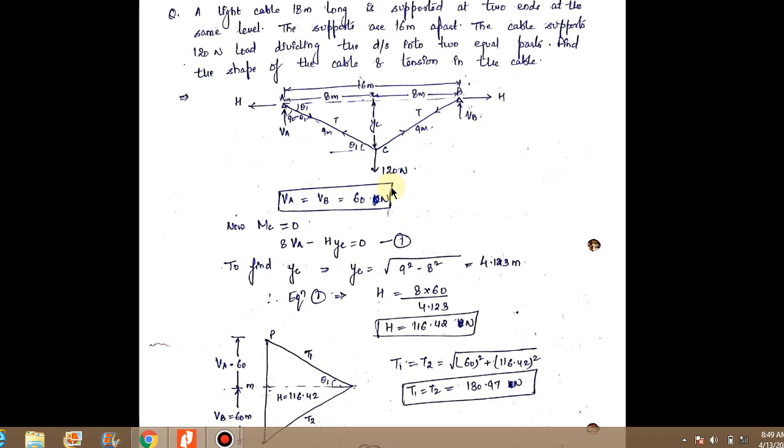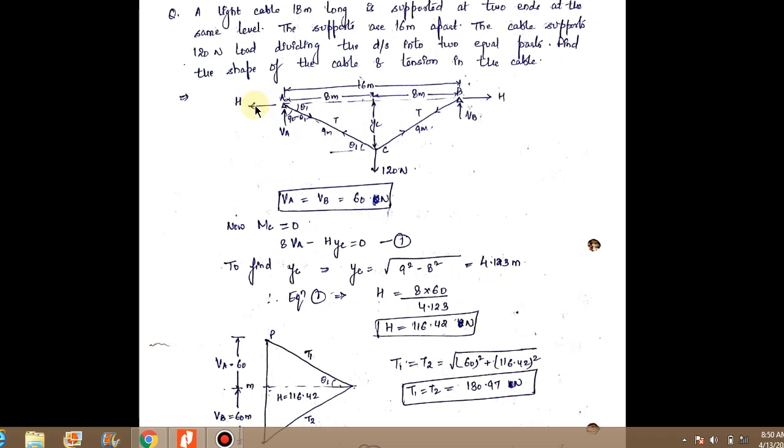Now in order to find the value of capital H, we will apply the summation of moment about point C equal to 0. When you take the moment about point C equal to 0, either you can take the left part of the section or you can take the right part of C. So we will take the left part of C. See, the first force is VA. VA is acting in the upward direction, so VA will take C in the clockwise direction. For clockwise, we will take positive, so plus VA into the perpendicular distance of VA from C, which is 8 meters. So 8 VA.